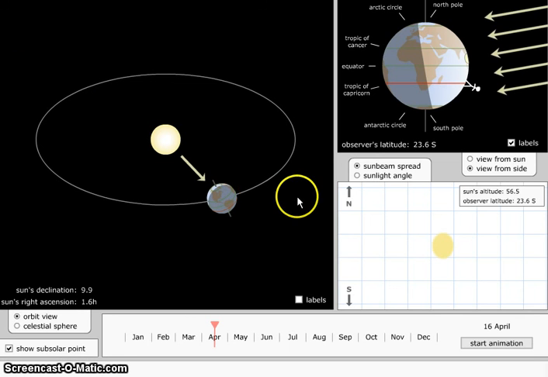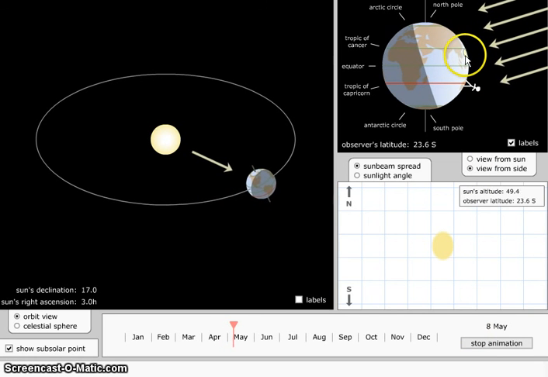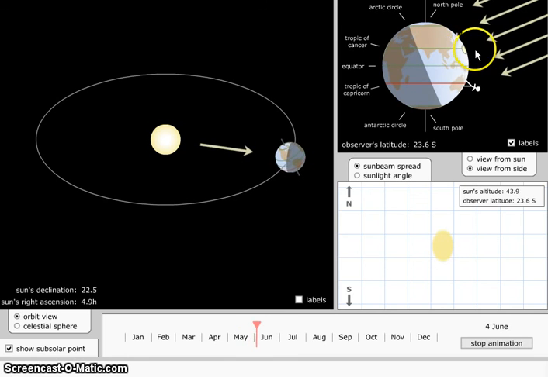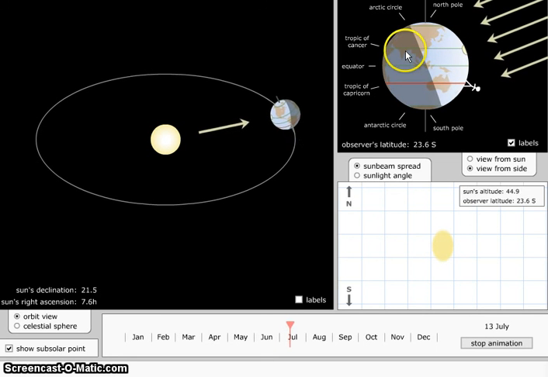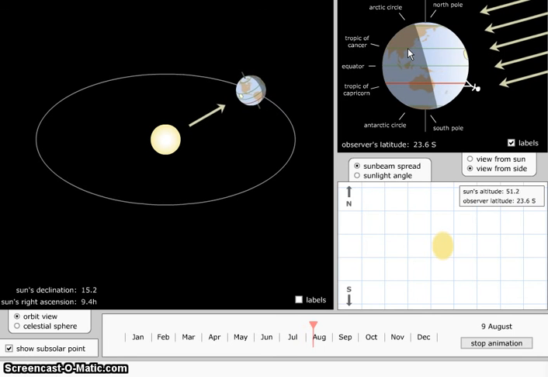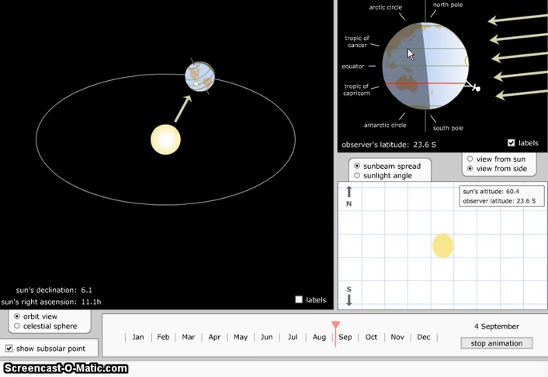Before I leave this simulation, I do want to point out the Tropic of Cancer and the Tropic of Capricorn over here. If we play this simulation and you watch the subsolar point, the highest that subsolar point ever gets is the Tropic of Cancer. So the Tropic of Cancer marks the northernmost latitude that experiences direct sunlight.